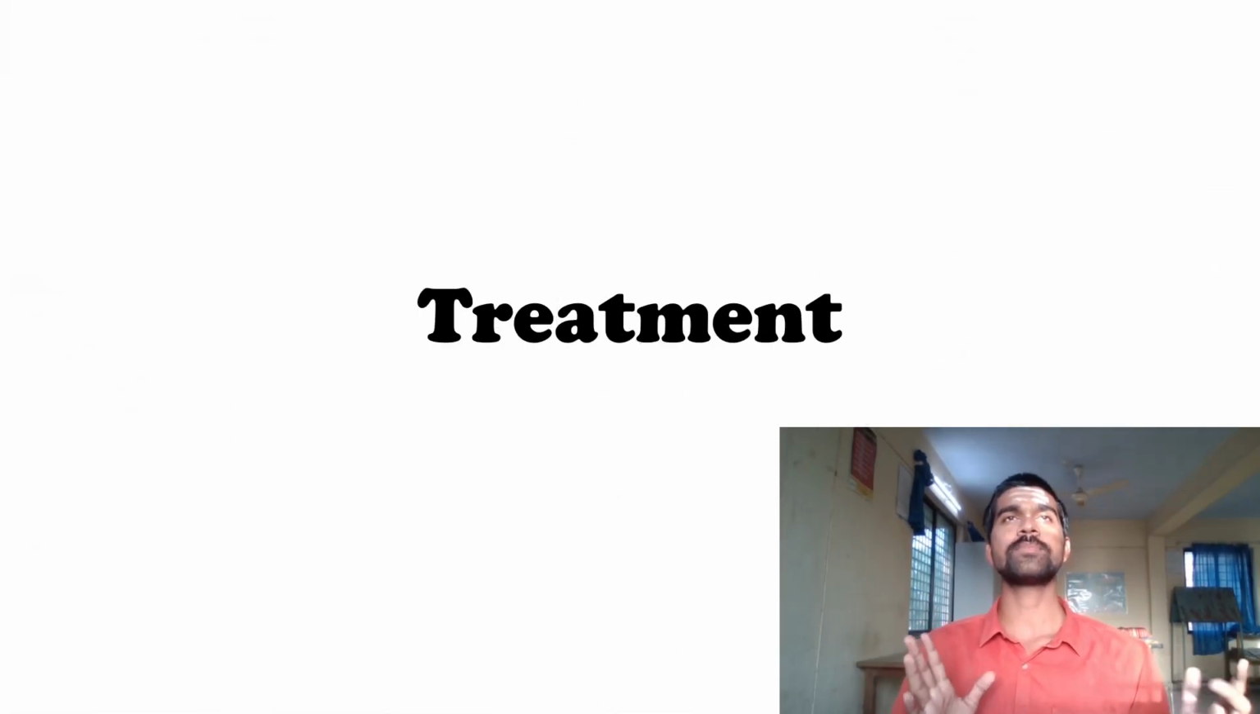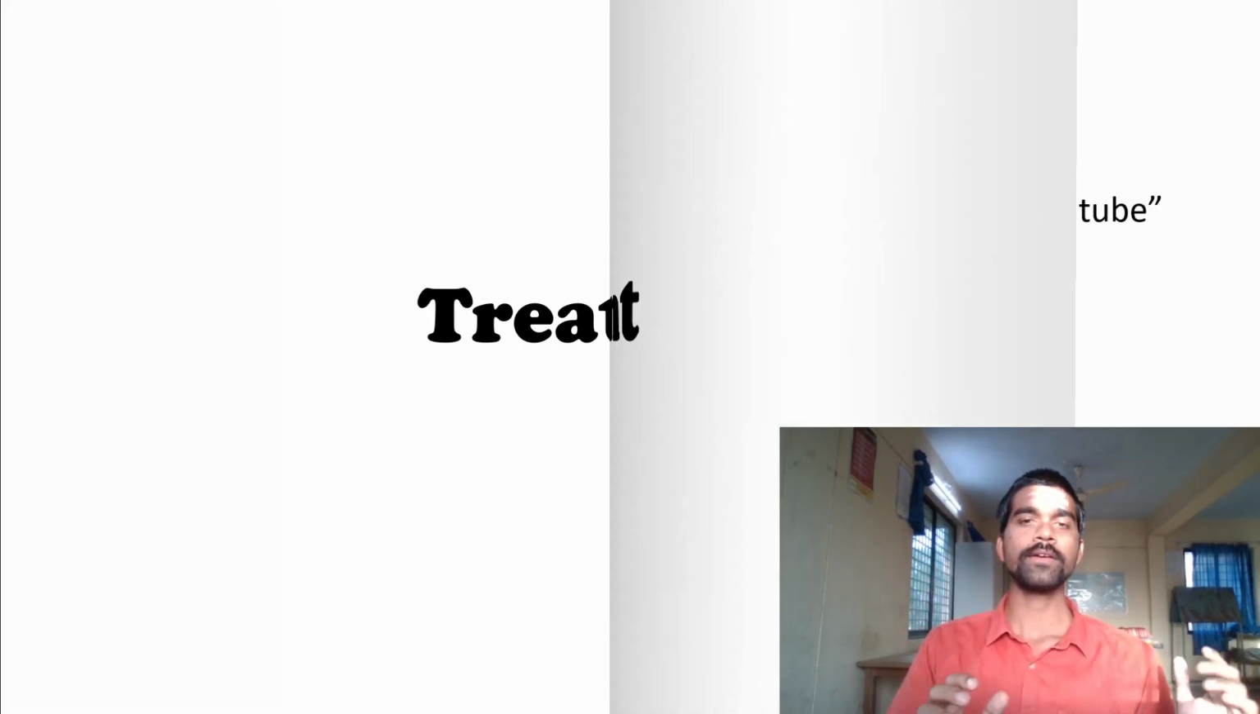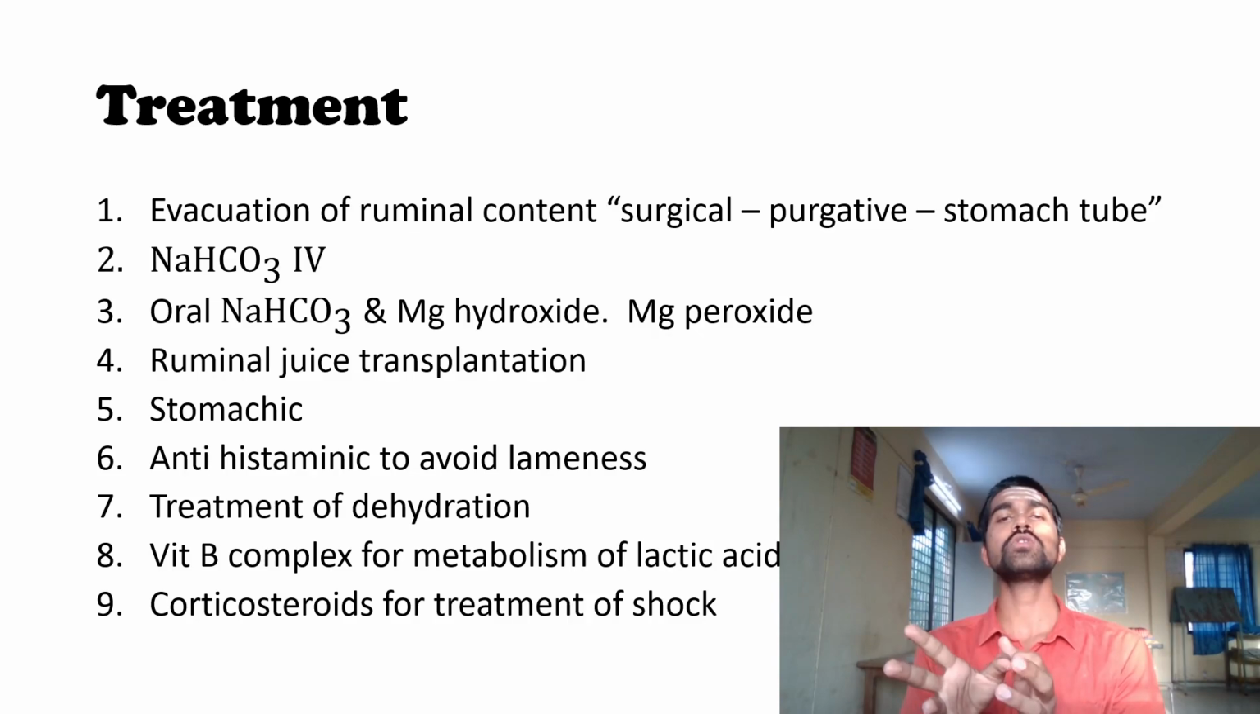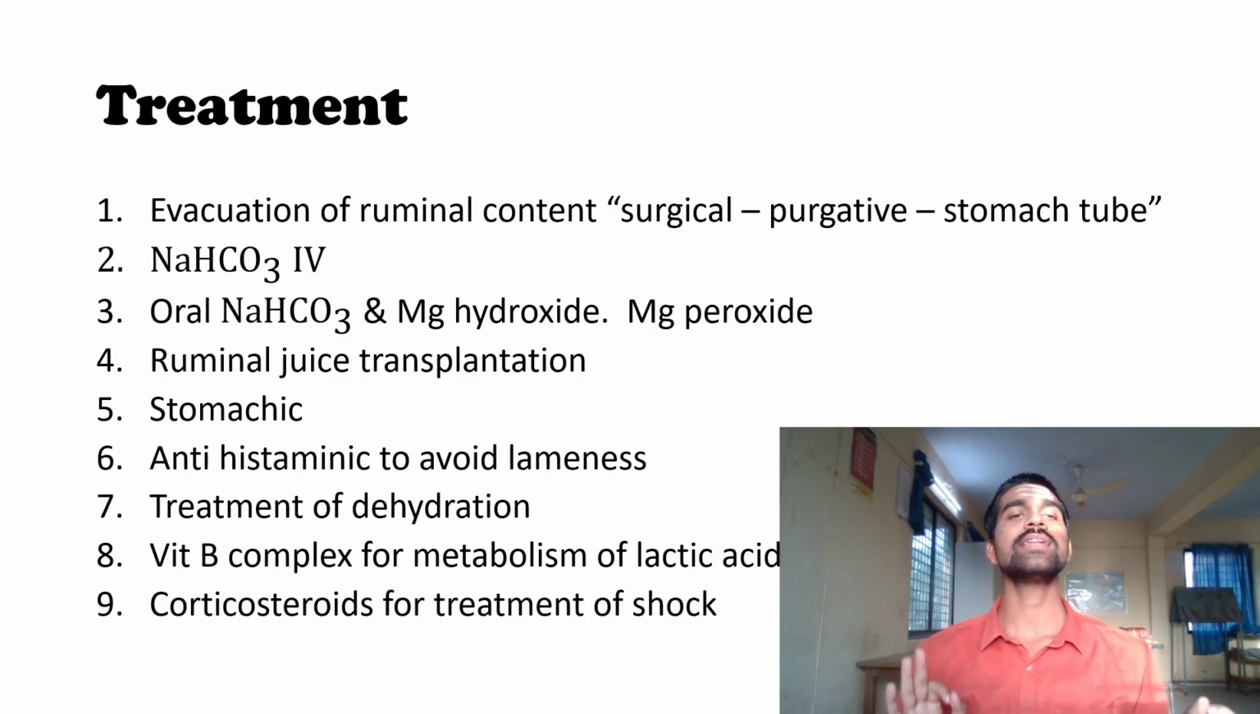So now, what is the treatment? What are the measures to overcome the infection? There are 9 main points to prevent or treat the infection. First, evacuation of ruminal content. We have to evacuate the ruminal content by stomach tube, an instrument which helps in the evacuation of ruminal content. Next, NaHCO3, sodium bicarbonate. Bicarbonate is an alkaline agent.